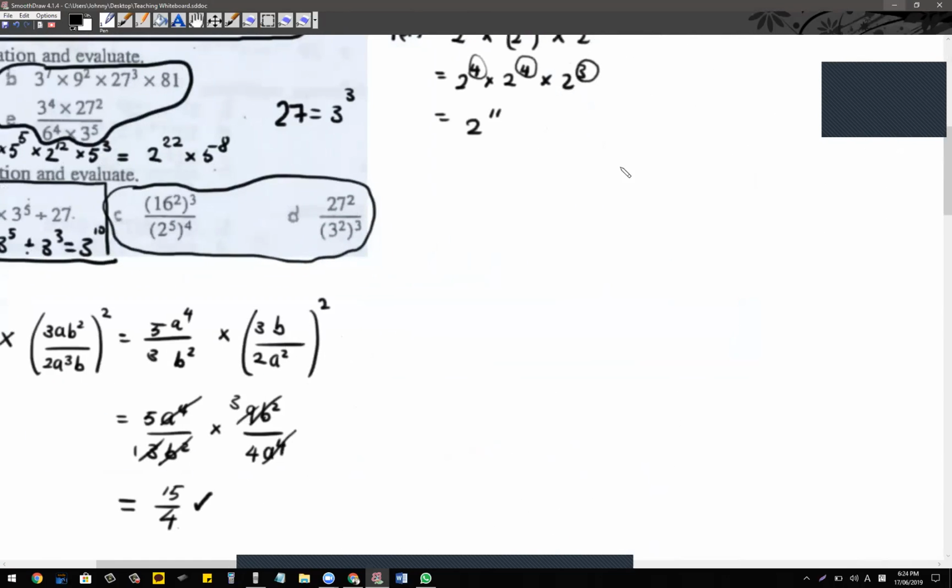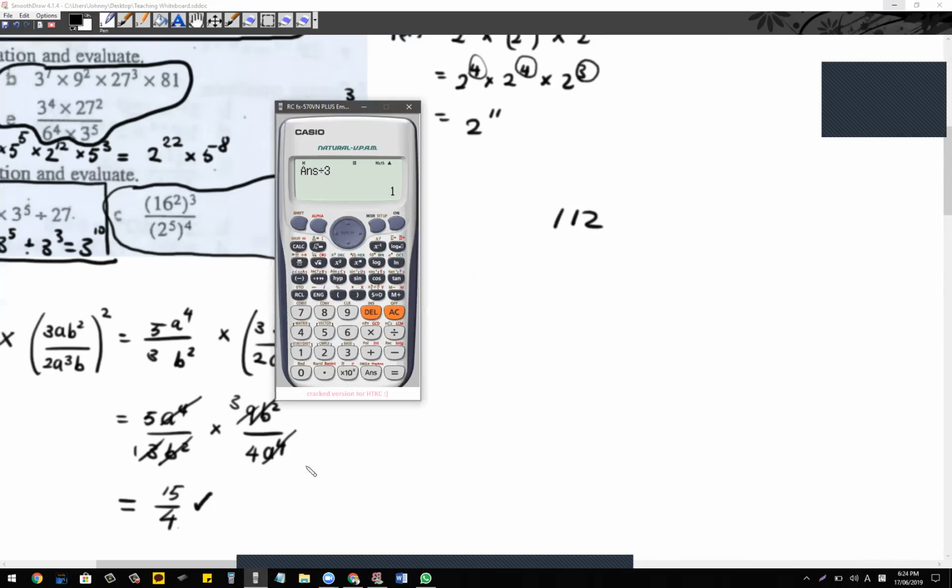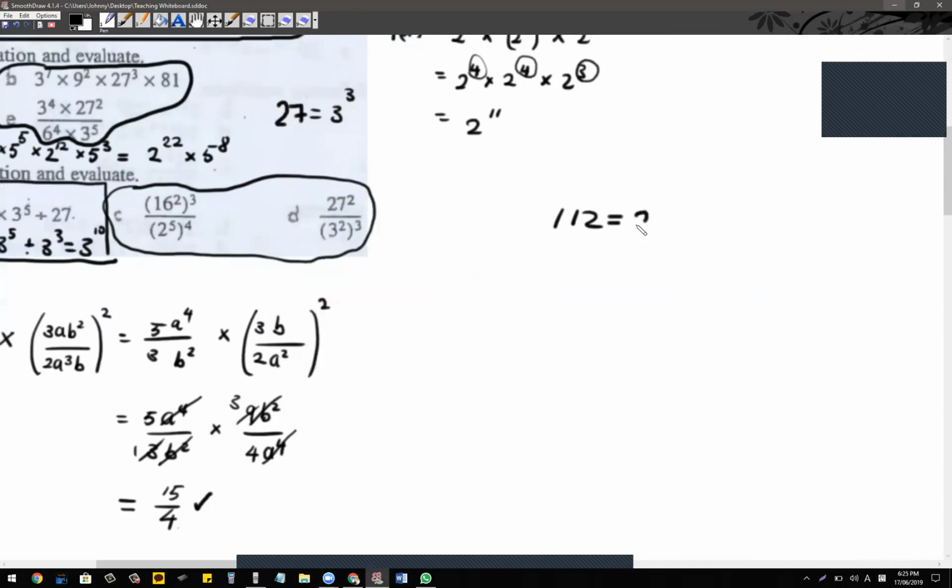Let me talk a little bit about, let's say, 112. How do you simplify that into indices? Take 112, you can use a calculator in this case, divide by 2, divide by 2, divide by 2, and divide by 2 until you can't divide by 2. How many times did I do that? I think 4 times. So this is made up of 2 to the power of 4 times 7. 7 is also a prime number, right? This process is known as prime factorization. Maybe you have heard of this already, right?